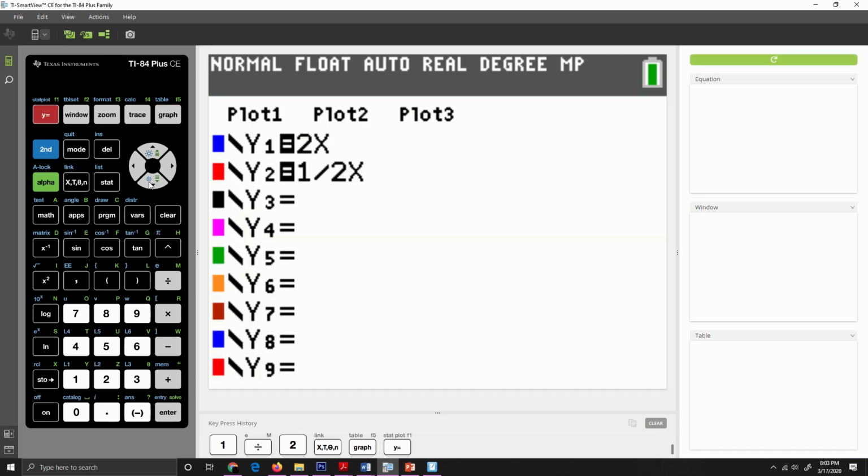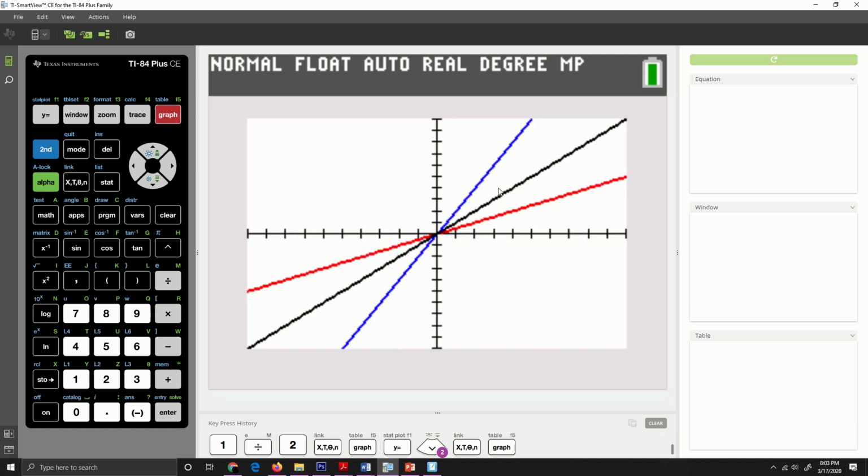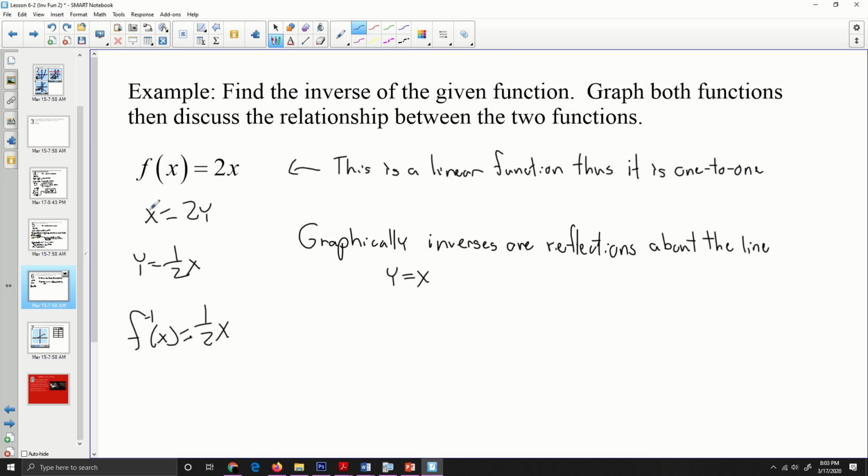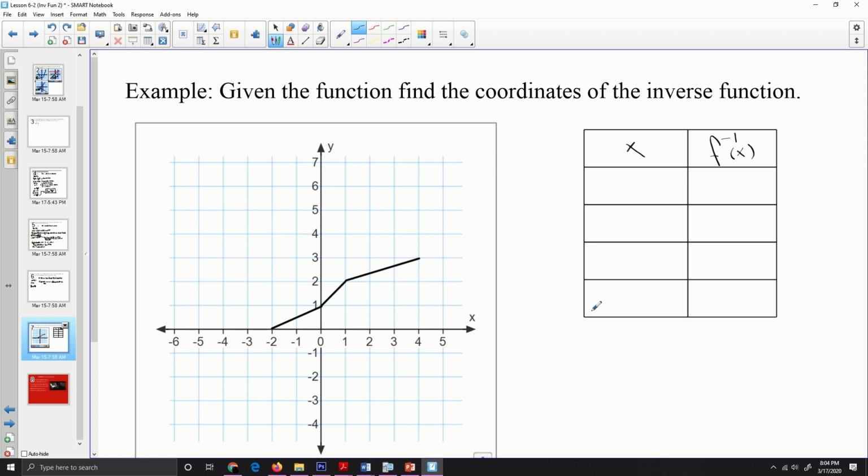So if I put in here, in my third equation, y equals x, I get this graph here. And if I were to fold my screen along this black line, this red line would line up with the blue line, and the blue line would line up with the red line. And that makes sense because across the line y equals x, what are we doing in the first step? Right here, our first step is to switch x and y. And so inverses are just going to be the same values except x and y will be switched. So we can find the inverse of a function using a table by switching x and y.